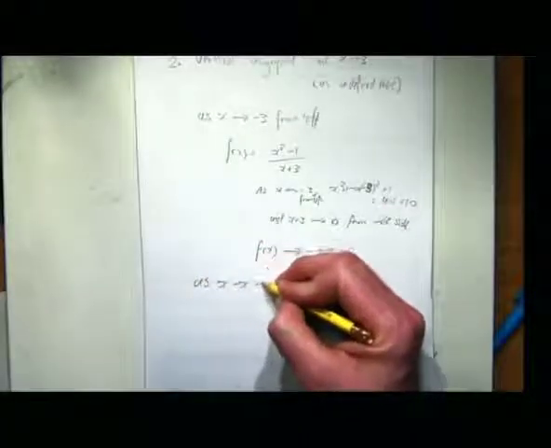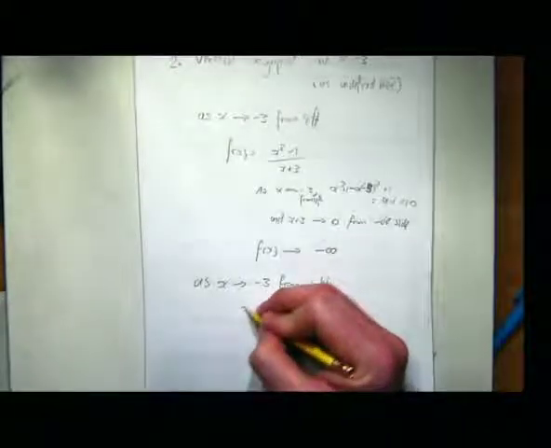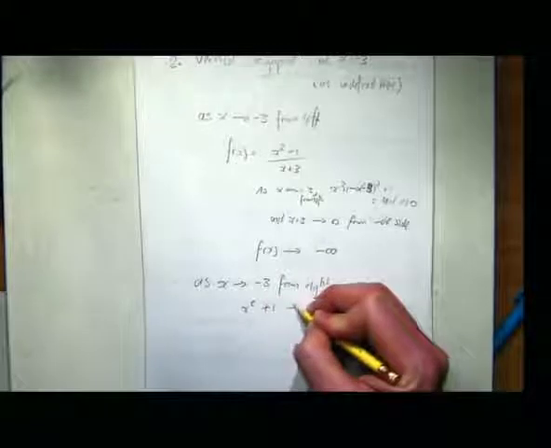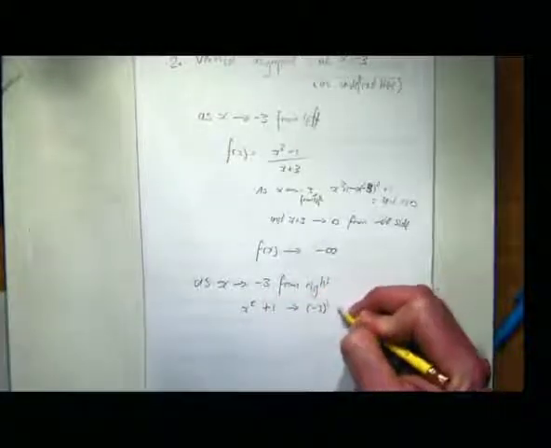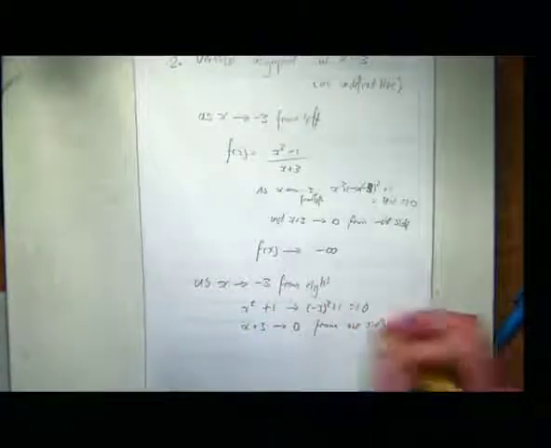As x approaches minus 3 from the right, we get that x squared plus 1 approaches negative 3 squared plus 1, which is 10. And x plus 3 approaches 0 from the positive side, and so therefore f of x approaches plus infinity. That's how I would argue it out if I was going to do it.